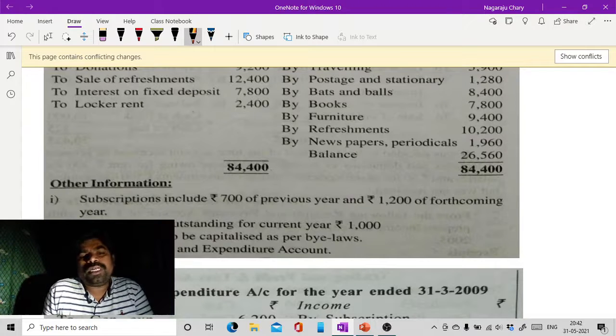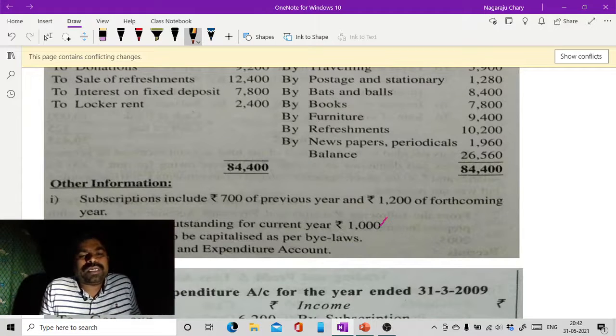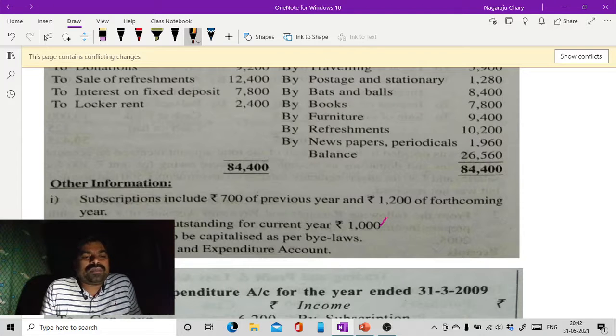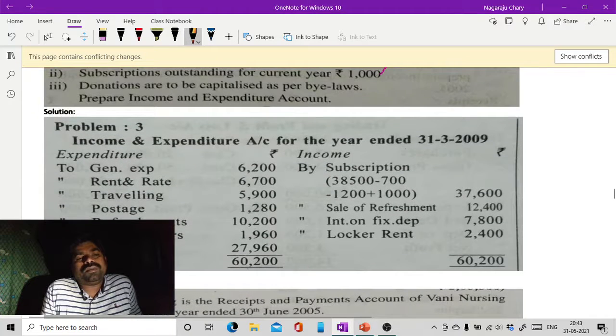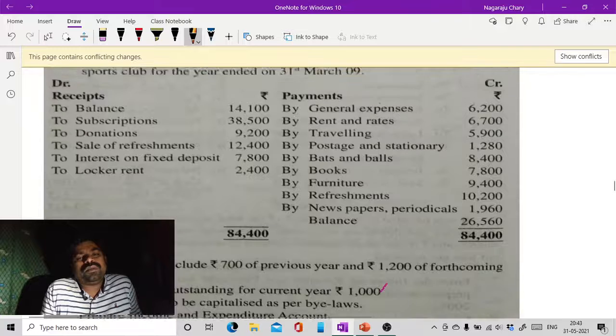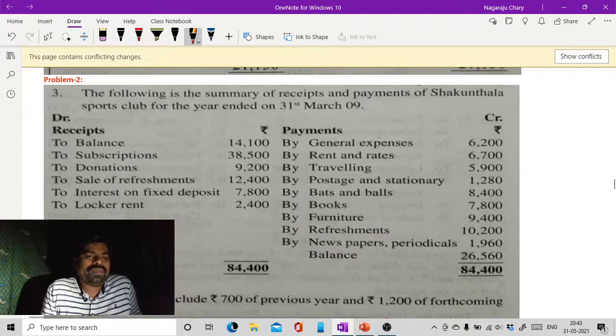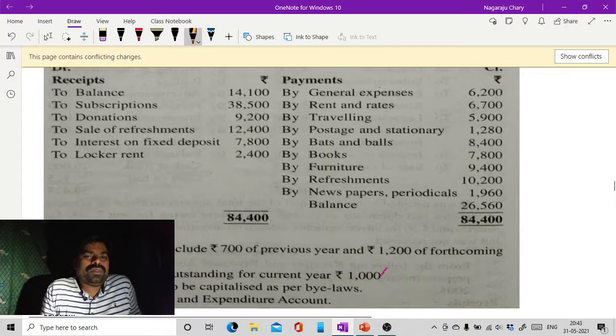Subscriptions outstanding for current year 1000. This is to be added. Donations are to be capitalized as per bylaws. So all the donations are to be capitalized, and need not be taken into consideration while preparing income and expenditure account. So prepare income and expenditure account. You see, this is the answer, but you prepare on your own with this example. So you take it as a screenshot and prepare it.